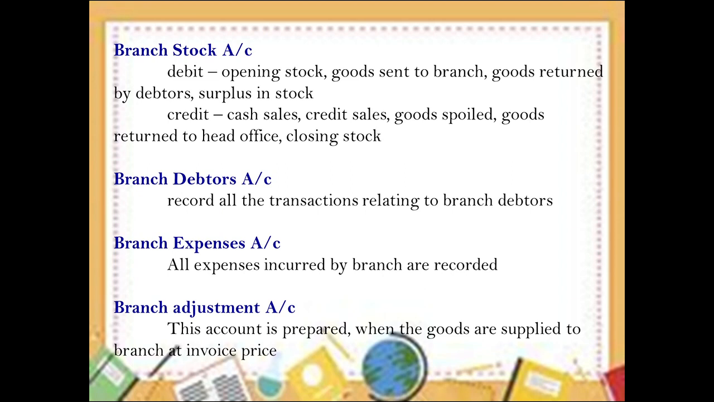It is credited with cash sales, credit sales, goods spoiled, goods returned to head office, and closing stock. It gives information about surplus or shortage of goods and the closing stock of the branch. And the next account, branch debtors account.